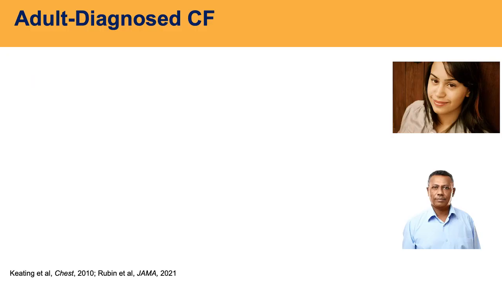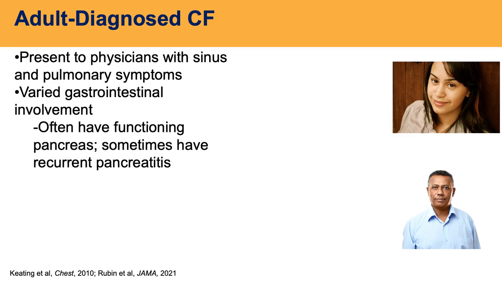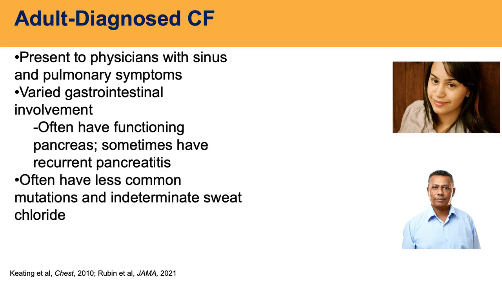What about adults that are diagnosed? Adults often present to physicians with sinus and pulmonary symptoms. They have varied gastrointestinal involvement, so often a functioning pancreas, and sometimes have recurrent pancreatitis. Very often, they have less common variants and an indeterminate sweat chloride, so one in the range of 40 to 60 millimoles per liter instead of greater than 60 millimoles per liter.